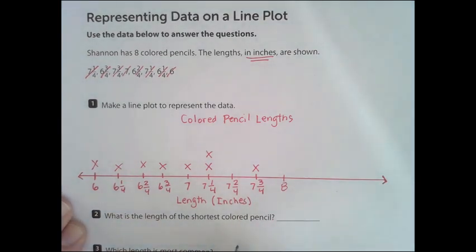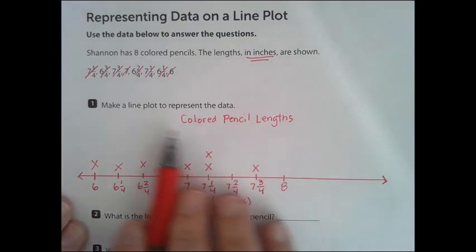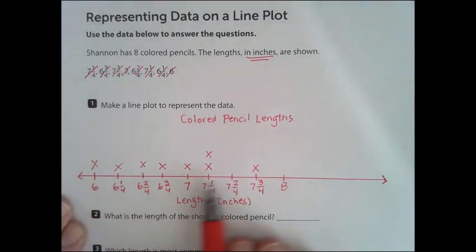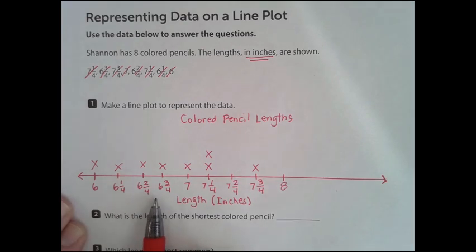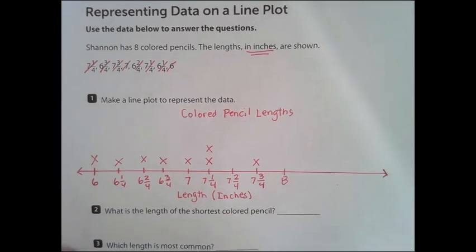Okay, so again, the title is what is the data about. The label is what do the numbers mean. Well, they mean that they're the length of the pencils in inches. It's not centimeters, it's not miles, it's inches, right? So it's important to make sure that your label says that. So now we can go to question 2.